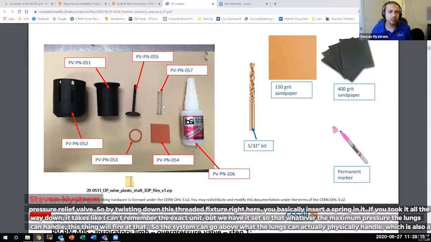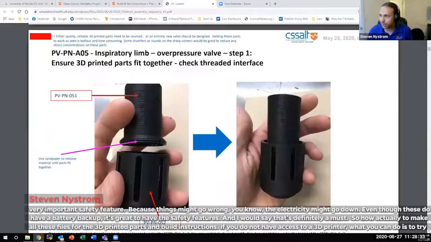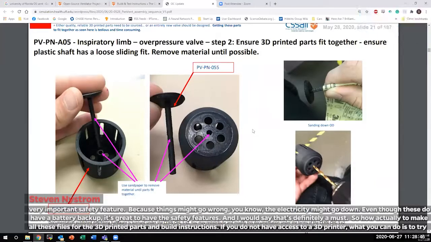So the system never will go above what the lungs can actually physically handle, which is also a very important safety feature, because things might go wrong, you know, a tube might get pulled, so electric might go down. And even though these do have a battery backup, it's great to have these safety features, and I would say they're definitely a must. So how actually to make these, again, all these files for the 3D printed parts are online, as well as the build instructions.